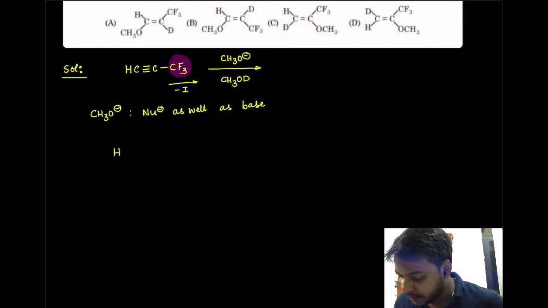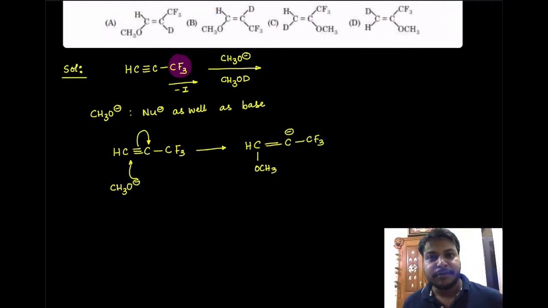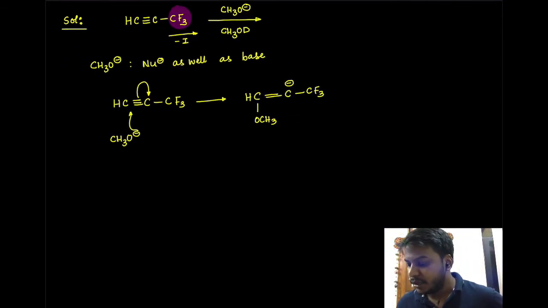So you can see the CH triple bond CF3. If CH3O minus attacks here, this pi bond would shift here, thereby it would become CHOCH3 with a double bond, C minus and CF3. So here the carbanion would be more stable, so this attack is more facilitated in this case.